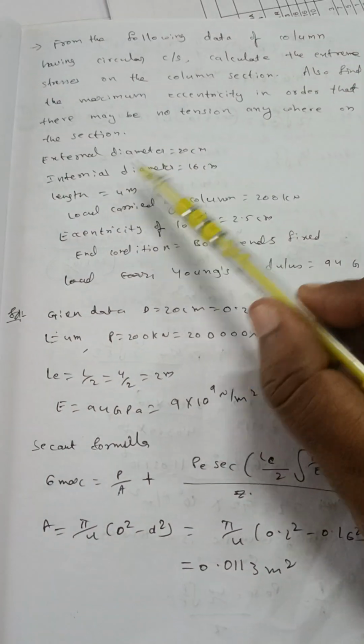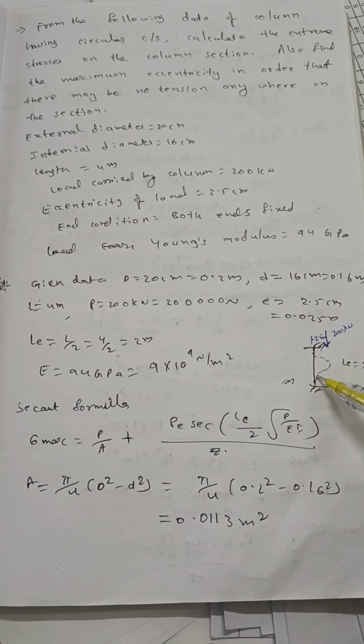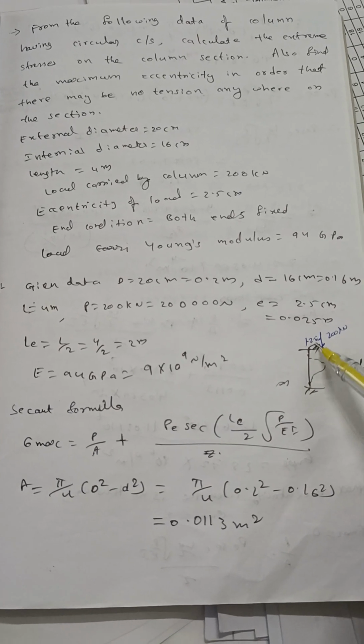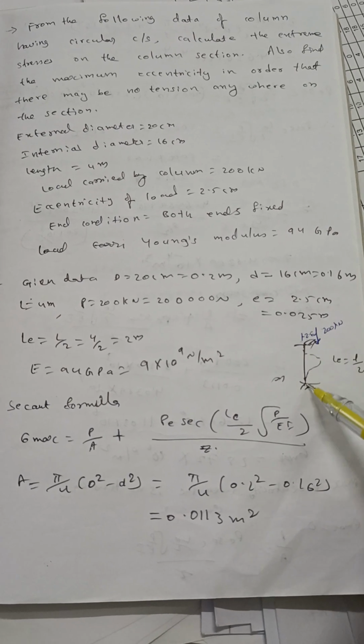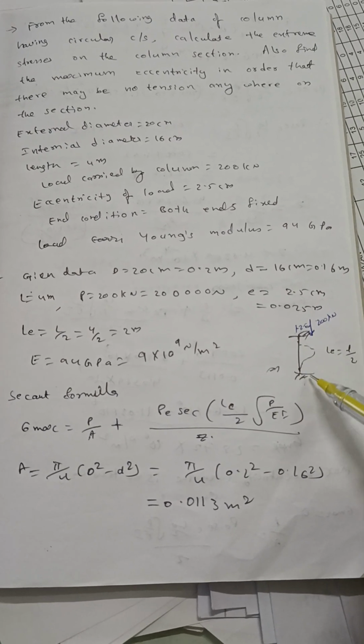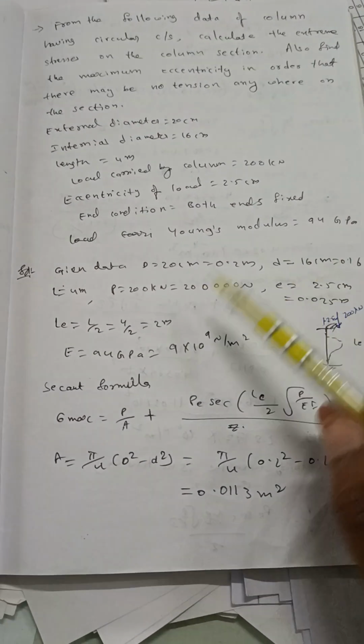Right. So external diameter is given, diameter is given, length of the column is given. Eccentricity is given as 2.5, load carried by column is 200 kilonewton, and both ends are fixed. So when both ends are fixed, Le equals L by 2. E is given as 94 GPa. These are the given data.